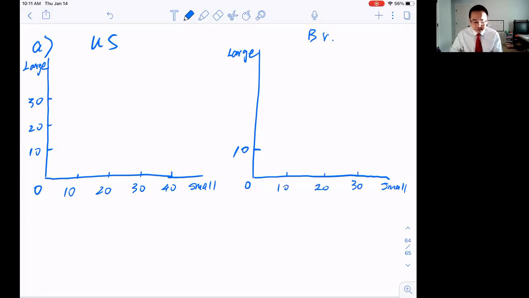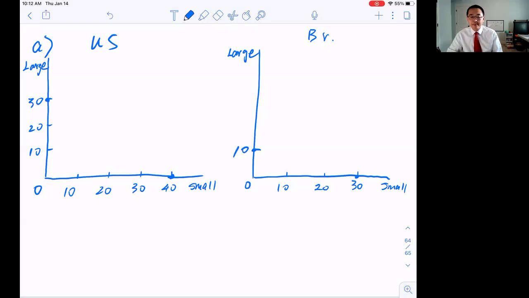Now, we kind of already said the endpoints. The endpoints of your PPF are right here with 30 large and 0 small, because every point on this graph tells you 2 pieces of information. And on this end is 40 small and 0 large. Similarly for Brazil, it's 10 large and 0 small, or 30 small and 0 large. Everybody with me so far? What do you do next after you've established the axes and identified the quantities and endpoints of your PPF?